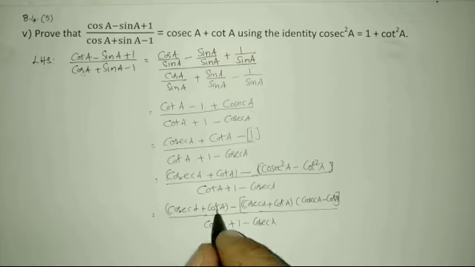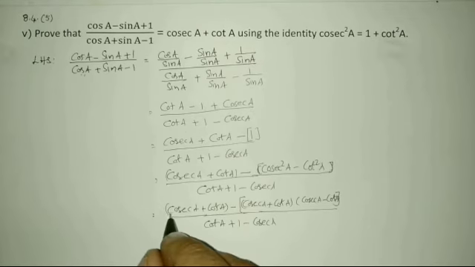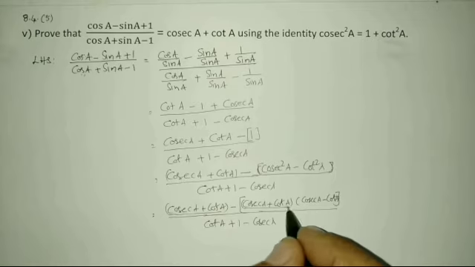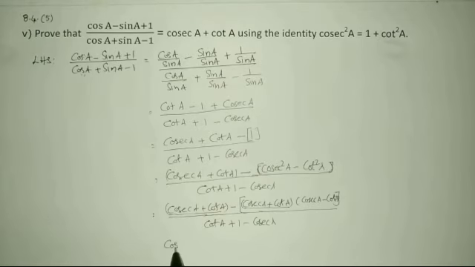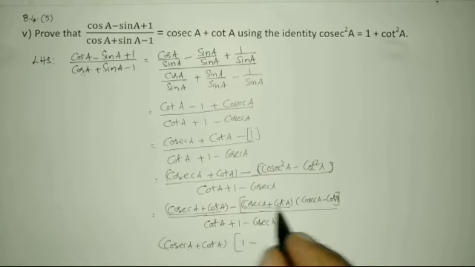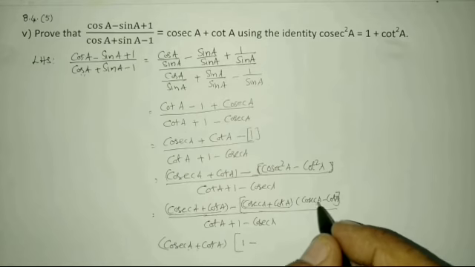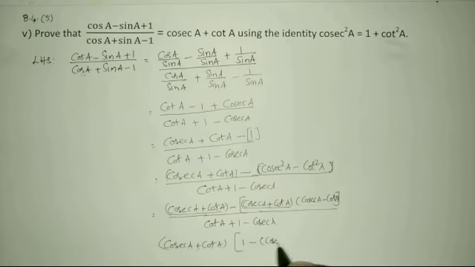From these two you can take cosecant A plus cot A as common. So cosecant A plus cot A, here also you have cosecant A plus cot A. You can take cosecant A plus cot A as common. Cosecant A plus cot A into, when you divide this one by cosecant A plus cot A, you get 1 minus, and divide this one by cosecant A plus cot A, you get cosecant A minus cot A, by cot A plus 1 minus cosecant A.